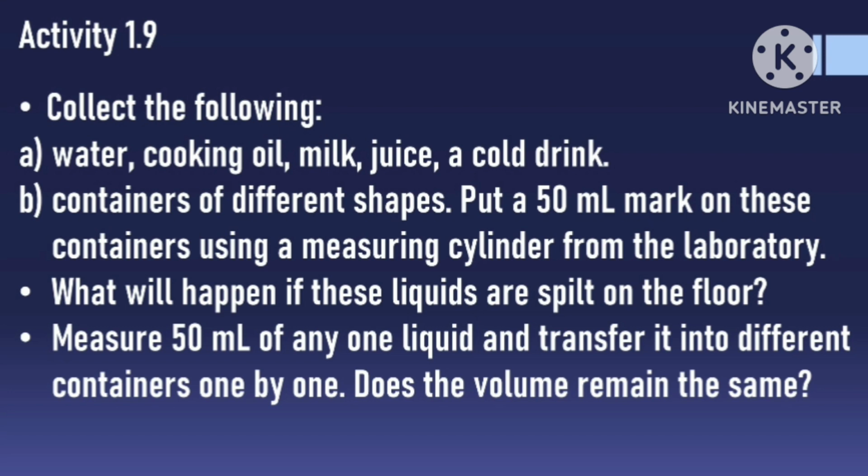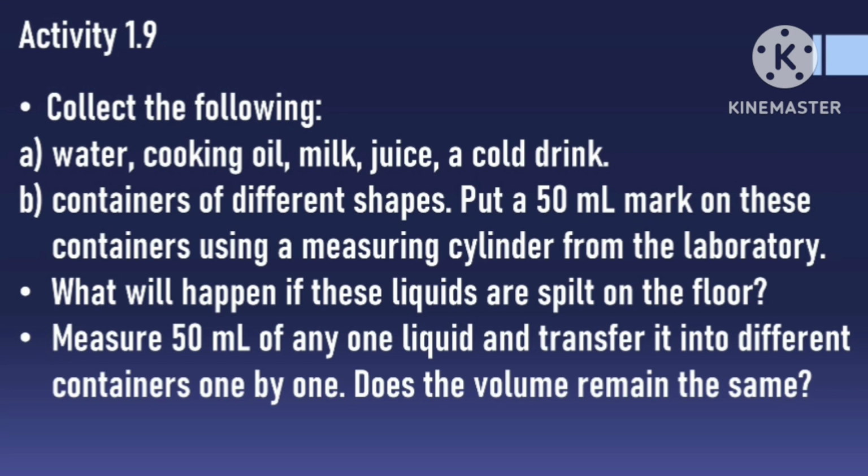So, move to our next activity, that is activity number 9. Collect the following: water, cooking oil, milk, juice, a cold drink, and containers of different shapes. Put a 50 ml mark on these containers using a measuring cylinder from the laboratory. What will happen if these liquids are spilt on the floor? Measure 50 ml of any one liquid and transfer it into different containers one by one.